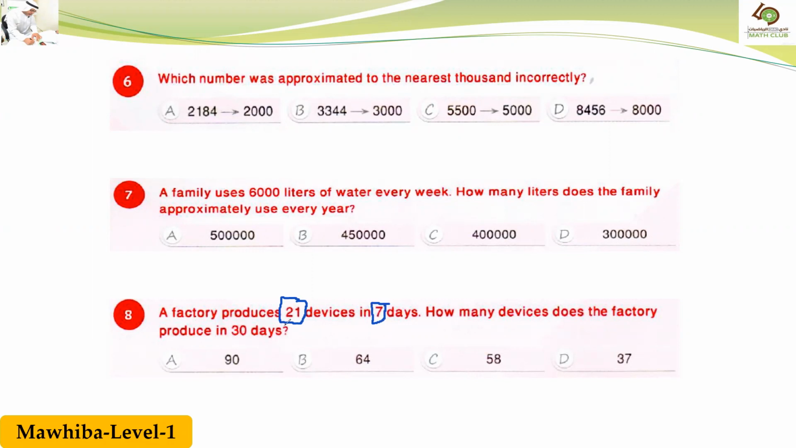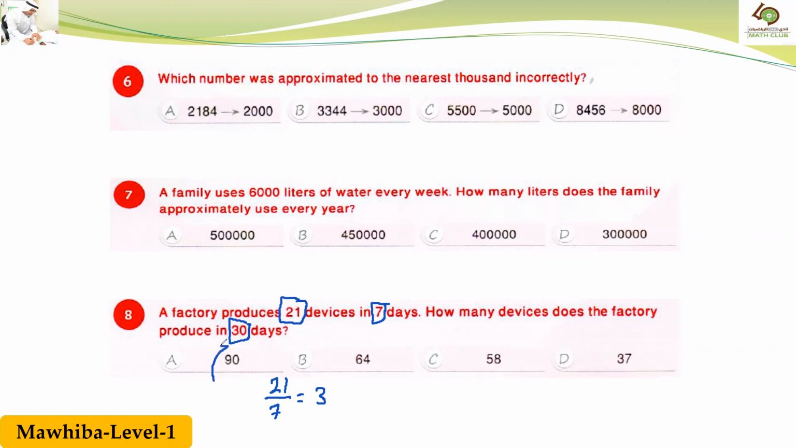A factory produces 21 devices in 7 days. How many devices does the factory produce in 30 days? So the first step, I want to find it for 1 day. What does the factory produce in 1 day? In 7 days, 21. So 21 divided by 7, right? So in 1 day, a factory produces 3 devices, right?